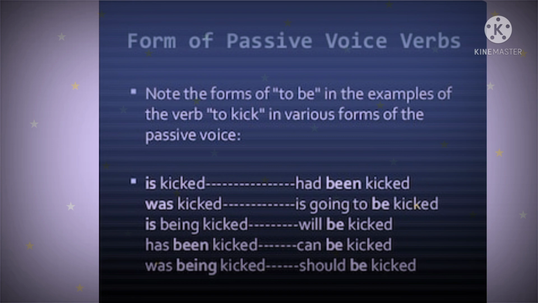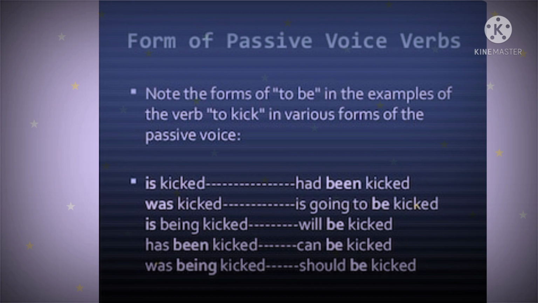Then past continuous, he was kicking her, it will be changed into she was being kicked by him. And past perfect, he had kicked her, that will be changed into she had been kicked by him. Okay, and will be used with simple future. For example, he will kick her, she will be kicked by him. All the modals follow the same thing.